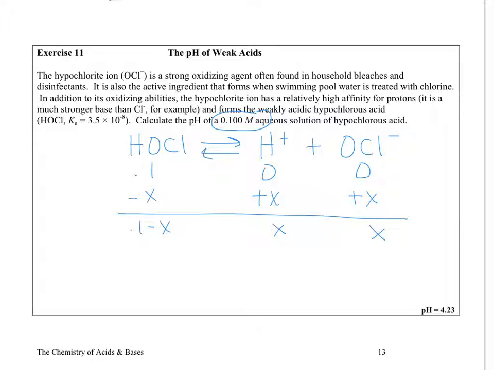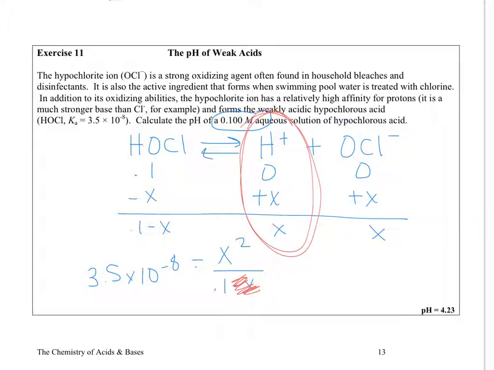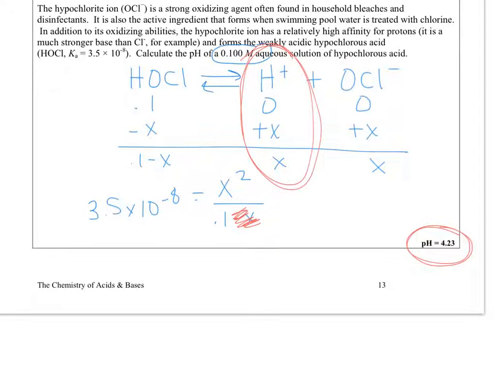So Rice table, then your K value, 3.5 times 10 to the negative 8, that's our K, is equal to our products, x times x, no coefficient, so x squared, over 0.1 minus x. This is a really small K value, so I can negate that x because it's small compared to 0.1 when added or subtracted, and then solve for x will be my next step. Once you get x, how do you find the pH? Well, x is H plus, so I can just take the negative log of x to find my pH. So finish out that problem and check to make sure you get the right pH there.